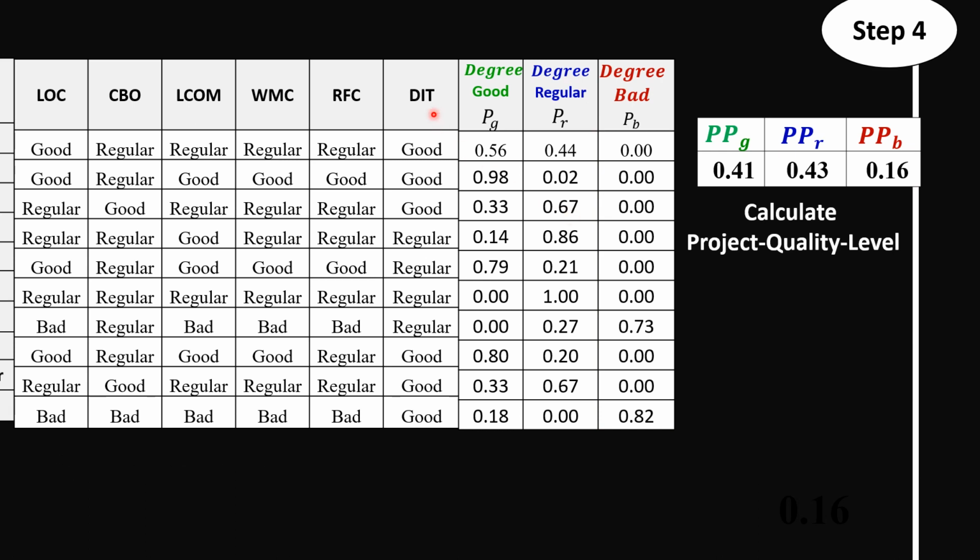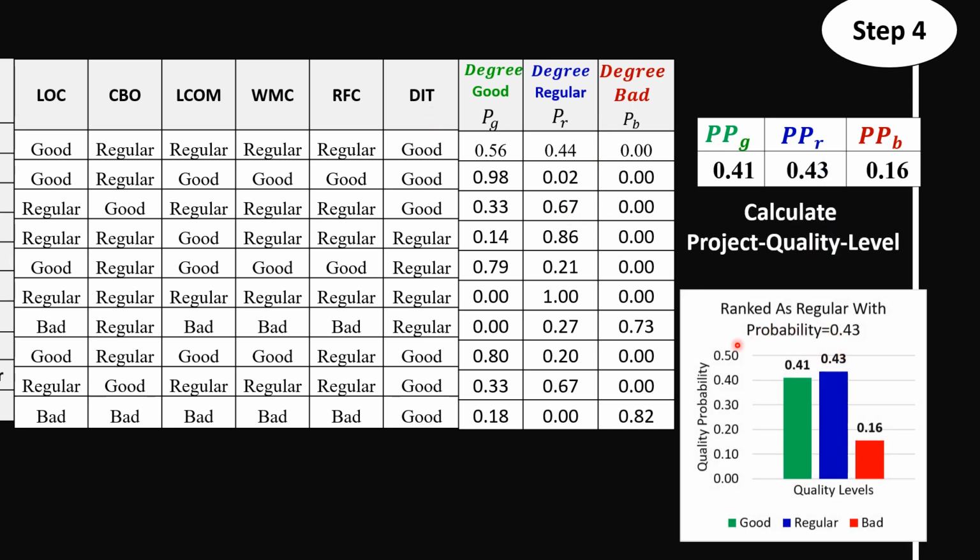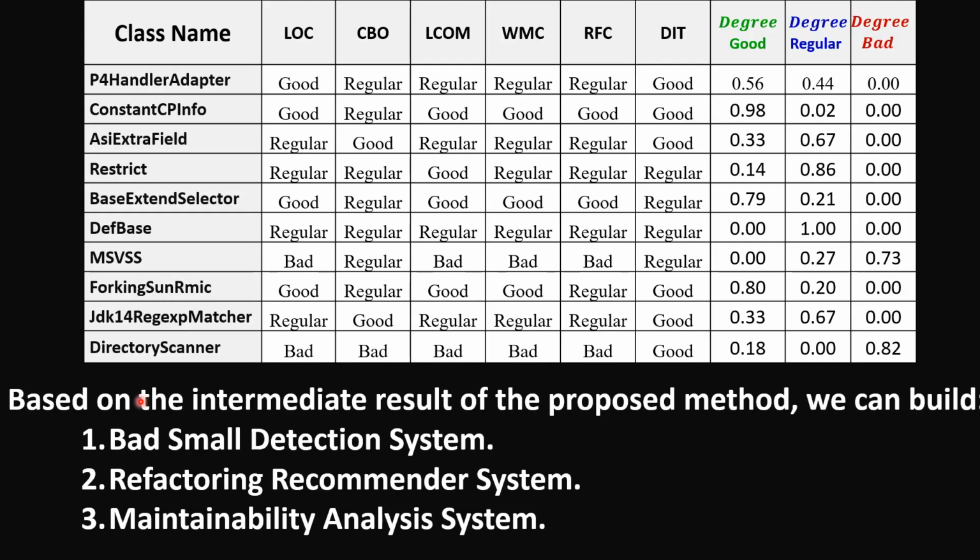The result can be summarized as shown in this figure. This is an overview of the proposed method. In the future, based on the intermediate result of the proposed method, we can build a bad smell detection system, a refactoring recommender system, and a maintainability analysis system.